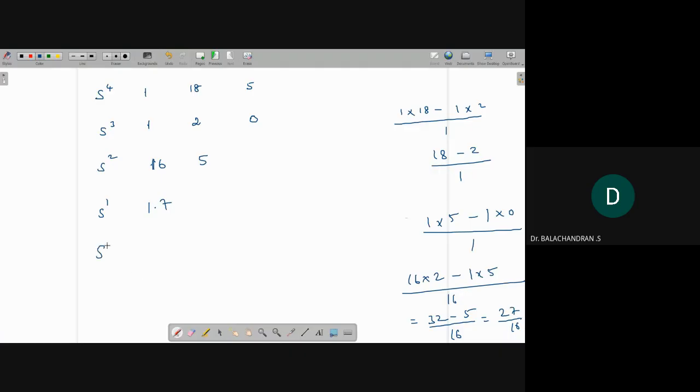And then s power 0, one more thing. You should keep this as 0. So you need to multiply first 1.7 into 5 minus 16 into 0, divided by 1.7. So you'll get 5. So this is the first column. In the first column, all the elements are positive. Then you can conclude that the system is stable.